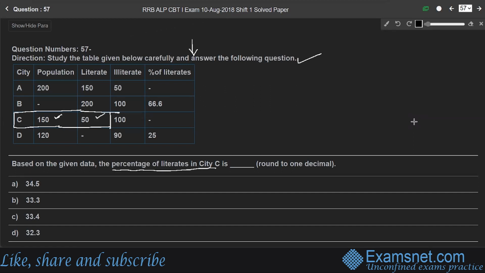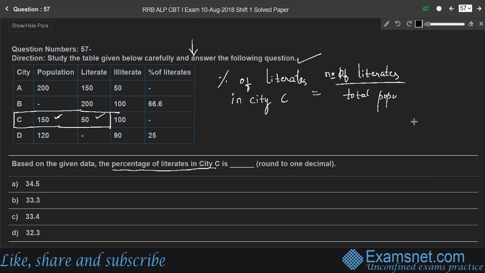Therefore, for 100, the percentage of literates in city C is equal to the number of literates by total population in that city, into 100. For example, for 150 total population, 50 are literates. So this is how we have to read it.